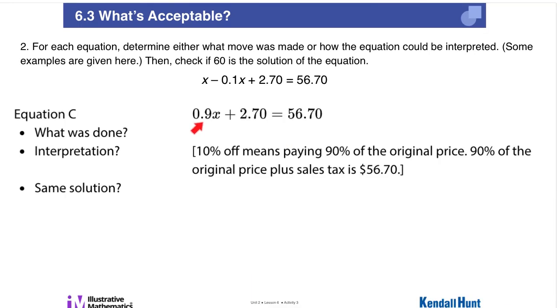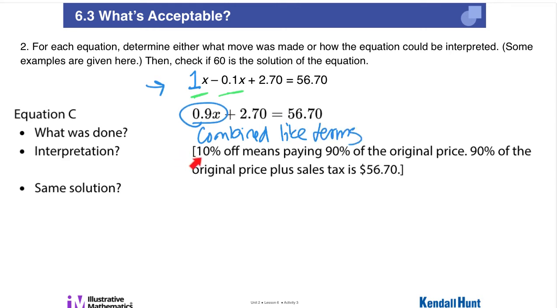Equation C looks a little bit different. We have 0.9x plus 270 equals 5670. So what was done? How did we get from this equation to this equation? And what really happened was we combined like terms. I want you to write this down right here. When it's just x, it really means 1x. And so 1x minus 0.1x means that we still have 0.9x right there. So what was done? We combined like terms.